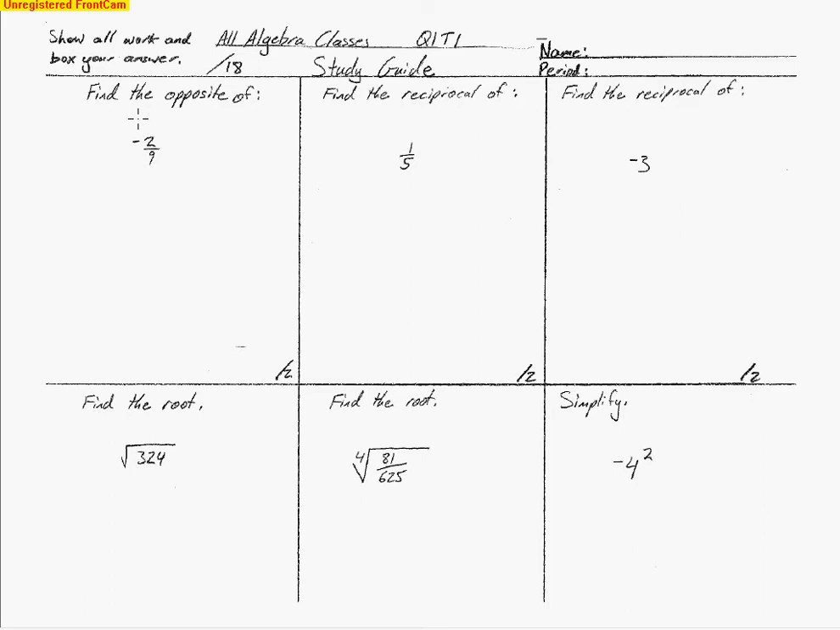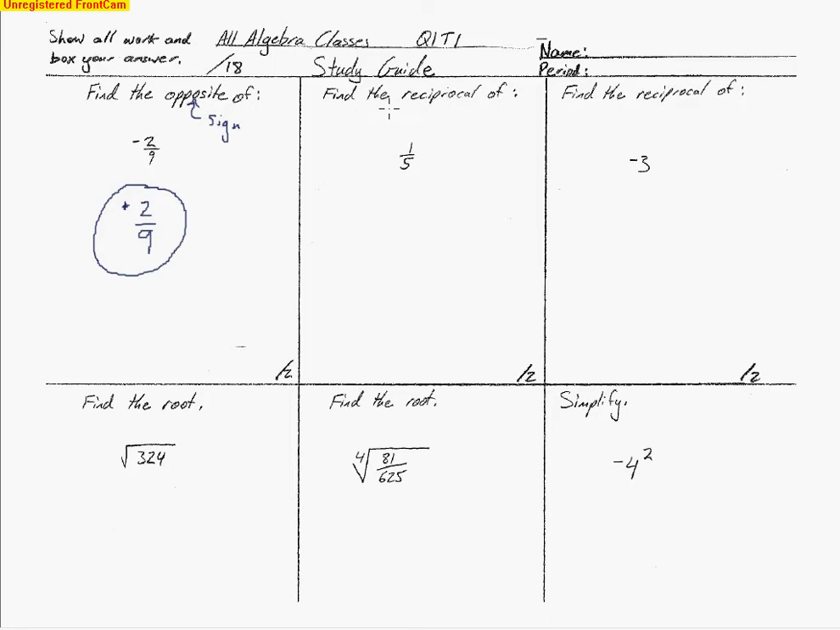Well, the opposite is always talking about sign. And so when I look at this number, I'm looking at its sign. Well, this is a negative 2/9. So the opposite of this would be positive 2/9. So you could put the plus sign there if you wanted to, or you could just write it as 2/9. Either way would show me that you understood what the opposite is.